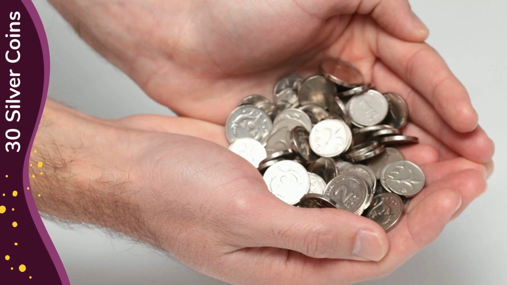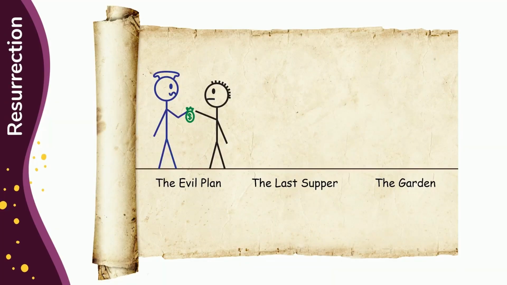Knowing this, the leaders found Judas Iscariot, one of Jesus' own disciples, willing to betray him for 30 silver coins, the price of a common slave in the first century. Now draw a religious leader handing money to Judas.